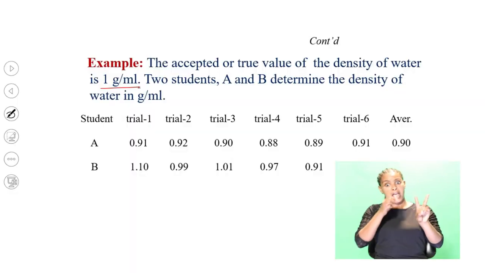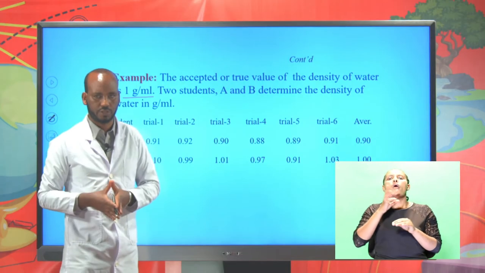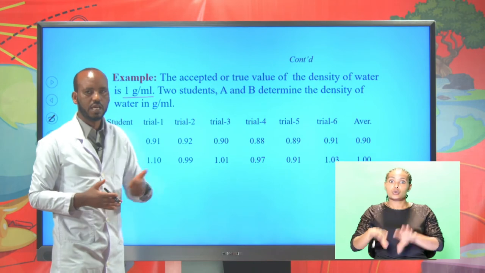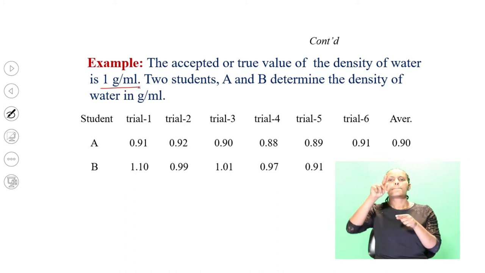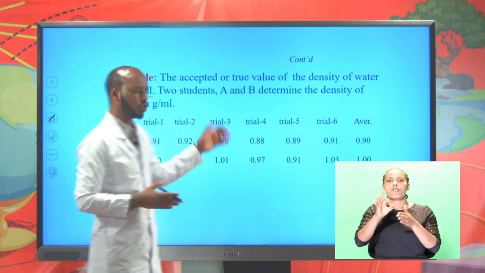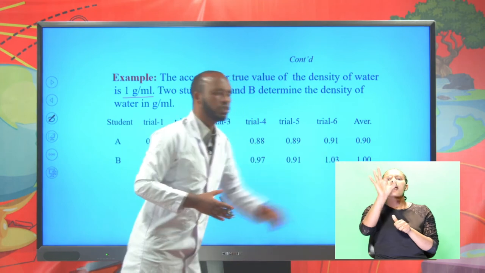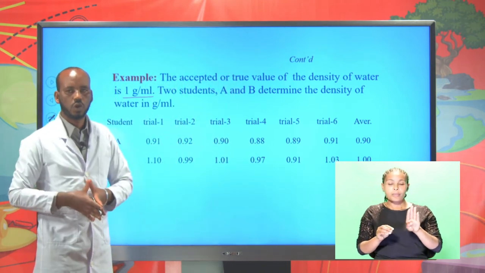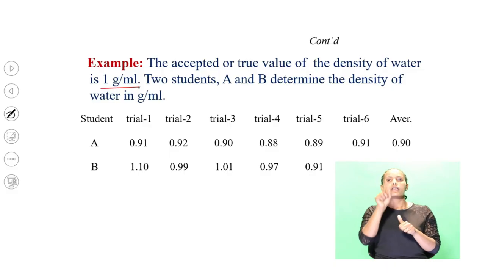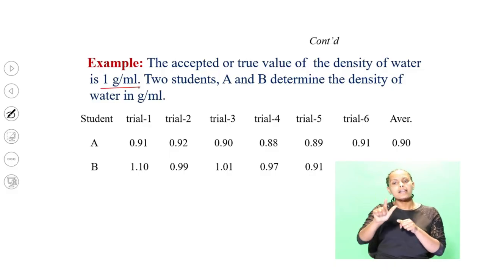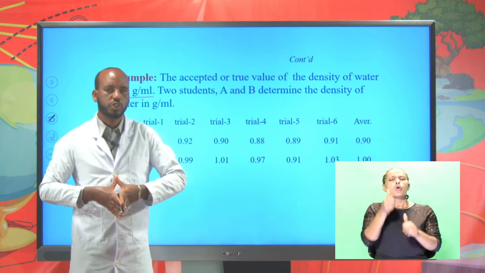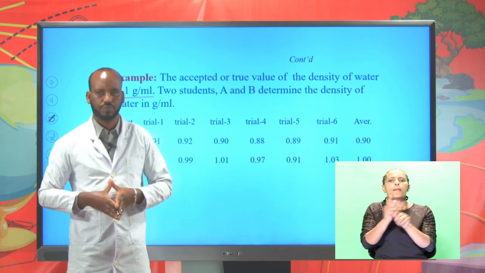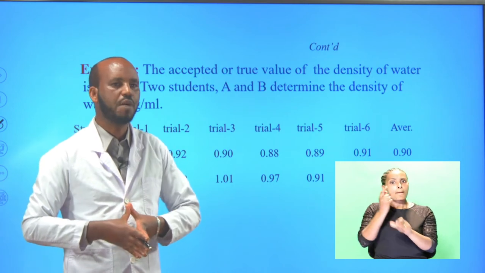Two students A and B determine the density of water in gram per milliliter. Student A in his or her trial 1, 0.91 gram per milliliter. In the second trial, 0.92 and so on. Average value of measurements of student A is 0.90. Student B in his or her trial 1, 1.10 gram per milliliter. In the second trial, 0.99. Average value is 1. Now, which student made an accurate measurement? Which student made a precise measurement?